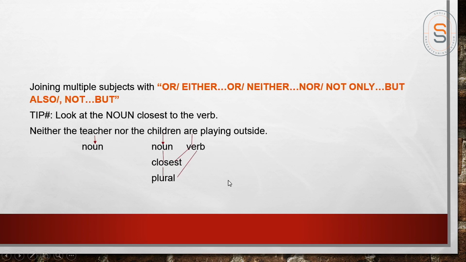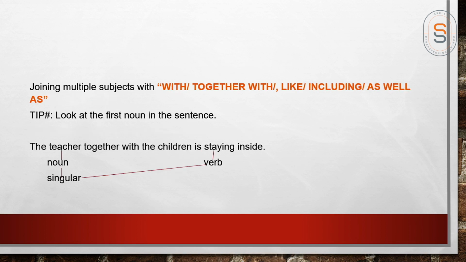Right, so very important. Or, either or, neither nor, not only but also, not and but: you have to look at the noun closest to the verb. So a tip here, highlight your two nouns, remember your rule, and then you will choose the correct verb. With, together with, like, including, as well as: look at the first noun in the sentence. Again, highlight your two nouns. Remember your rule. Look at the first noun in the sentence. And then you see teacher is a singular noun, so your verb must be singular.